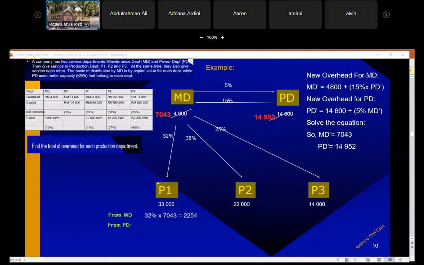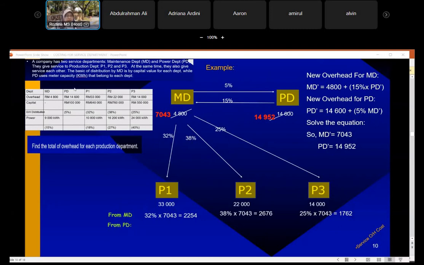So get the 32% times the new one. The new one. So you get 2254. Then 38 times 7,043. And also for the 25%, 1762. Don't forget, you also have the existing overhead, just remember. Okay, not finished yet.